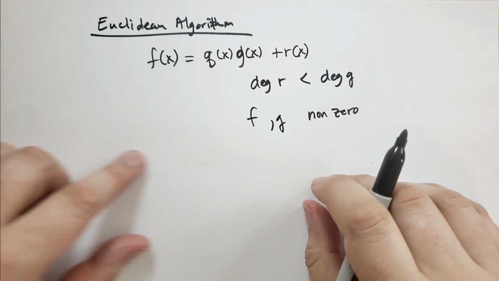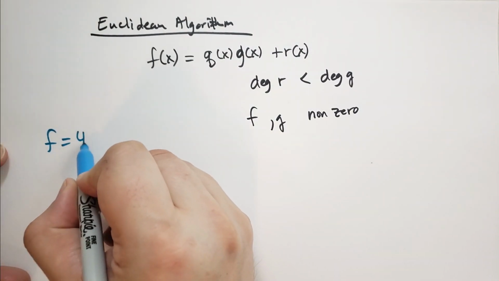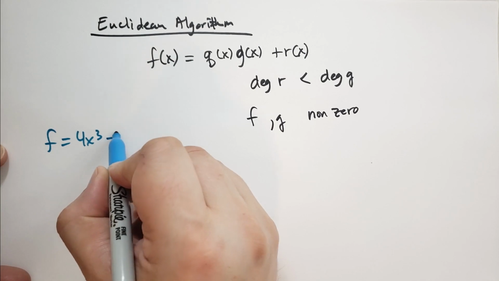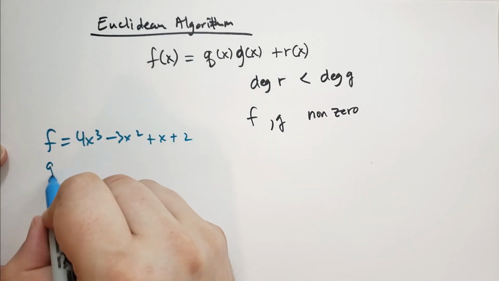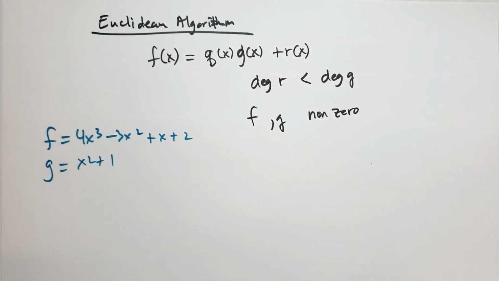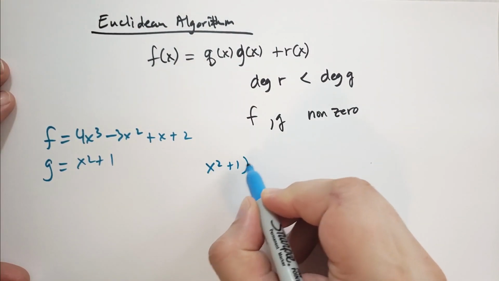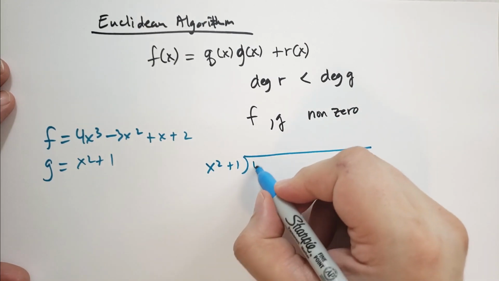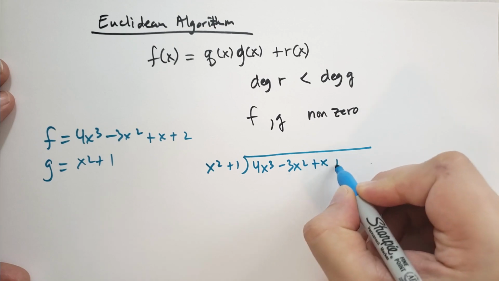Okay, how do we do this? Well, let's do an example. So we're going to say f is defined to be 4x cubed minus 3x squared plus x plus 2, and g will be defined to be x squared plus 1. So we're going to find q of x and r of x. So we'll put our x squared plus 1 over here, we'll draw that funny line there, and we'll have 4x cubed minus 3x squared plus x plus 2.